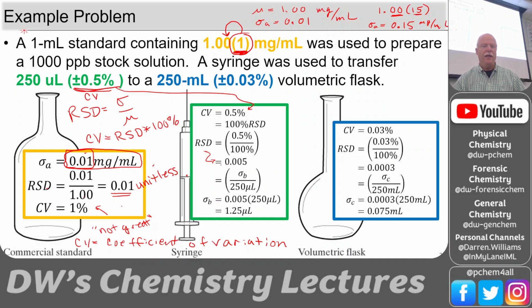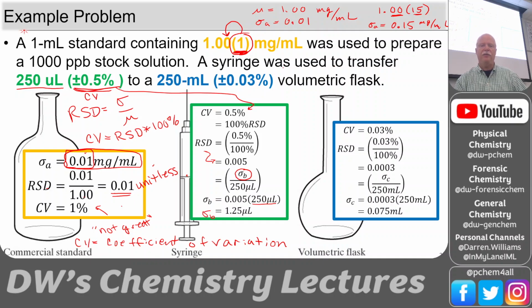Okay. And then if I wanted to calculate my sigma B, the RSD is equal to sigma over mu. So my sigma B is up here, my 250 microliters. So I'm going to bring that 0.005 times 250 microliters. That gives me my sigma B. So here's my uncertainty in this 250 microliters. So this takes a little work. If you're given a CV, you've got to divide by 100%, and then you've got to multiply it by the mu, and then you get your uncertainty. So there's my sigma B.